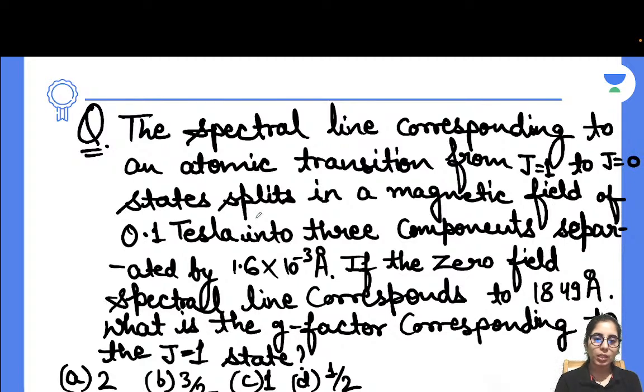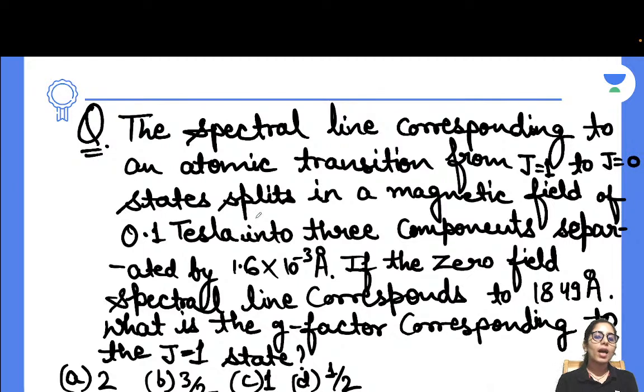For that you need to consider how many components you are going to get. If there are more than 3, it's anomalous. If it is equal to 3, it's going to be normal. So that means it's the normal Zeeman effect. In this case, the spin will be 0. When the spin is 0, J and L will be equal.